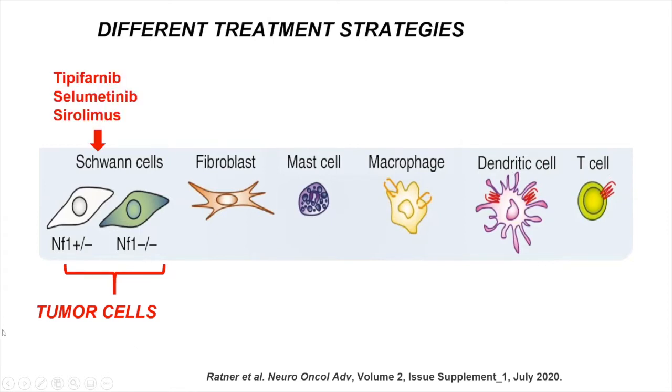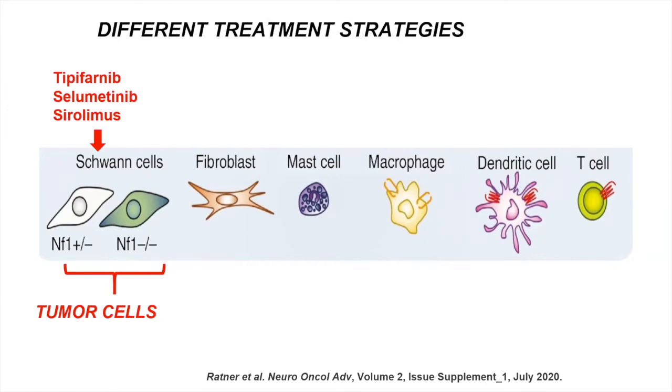So one of the ways that we can target the tumor would be to target the tumor cell itself directly. And this is what we talked about in the prior slide by using drugs which target the signaling pathways involved in the tumor cells, such as Tipifarnib, which inhibits the RAS gene, Selumetinib, which inhibits the MEK gene, or sirolimus, which inhibits the mTOR gene.